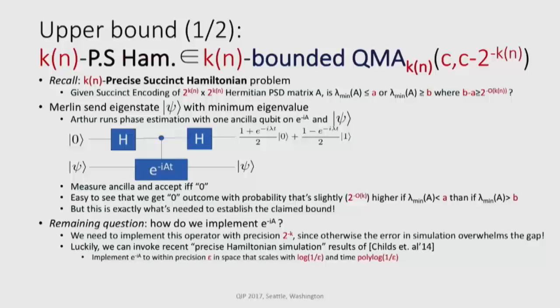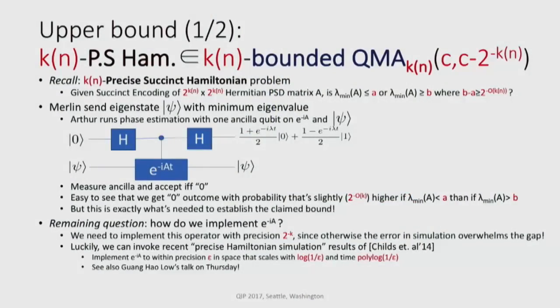Okay, so it says that in general we can implement this operator to within precision epsilon in space that scales with log of 1 over epsilon and time polylog in 1 over epsilon. Notice that this is what we want, because we're interested in implementing this operator e to the minus iA with precision inverse exponential in k, and we want the space to be bounded by k. So it's very important that the space especially scales with the log of 1 over epsilon.